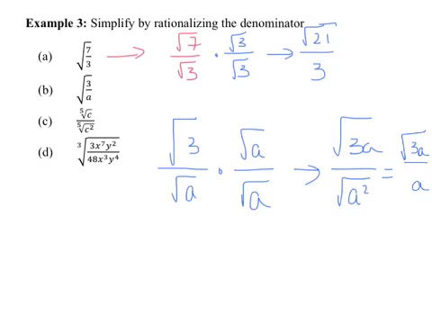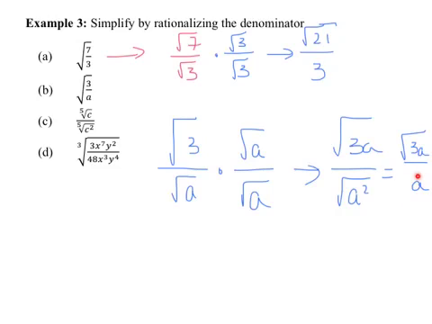We don't need the absolute value here simply because we know already that a is positive. A had to be positive. If a were negative, then this would be non-real, and we're looking at only real numbers here. So we can just leave this as a.